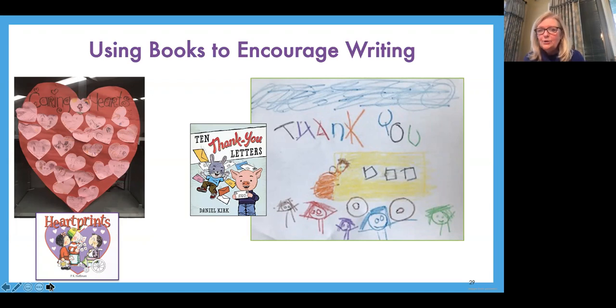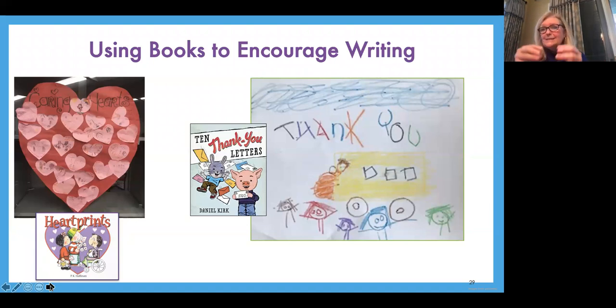The 10 Thank You Letters is about a little pig who's writing thank you letters to his grandma, and the rabbit comes over to play, and then he wants to write thank you letters. The picture on there is from a classroom where they were reading it. They thought about who at our school they wanted to write thank you letters to, and they came up with this whole list. This one was for the bus drivers.